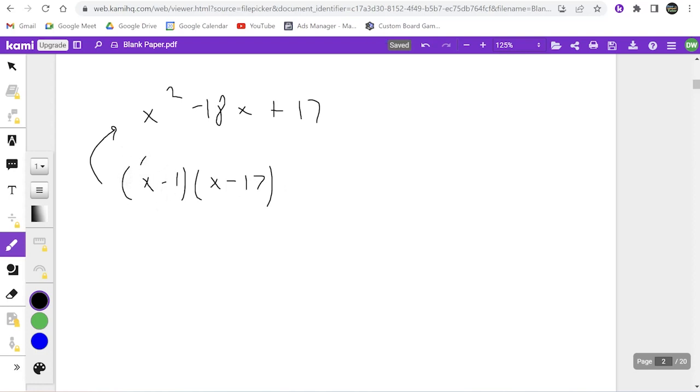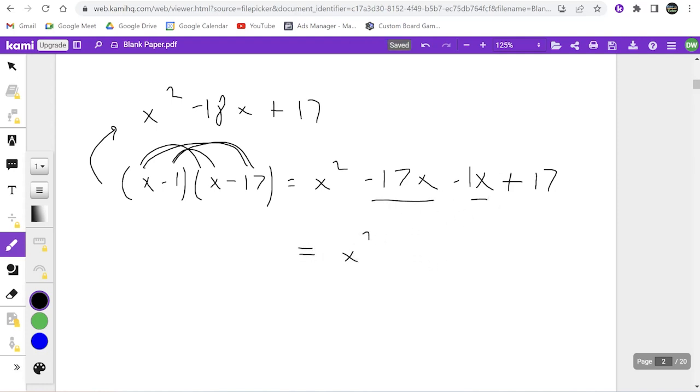Well, let's do it. X times x is x squared. The outer x times negative 17 is minus 17x. Negative 1 times x is minus 1x, which I would just write minus x, or I'll write minus 1x since you're still new to this. And then negative 1 times negative 17 is actually plus 17 because it's multiplication. So now you combine these two things, you get x squared minus 18x plus 17, and that was the original problem. Check. You checked your answer.